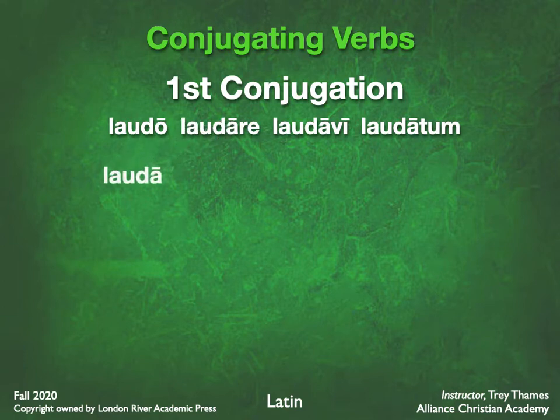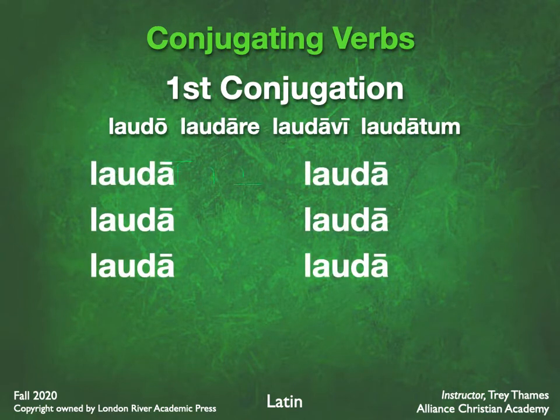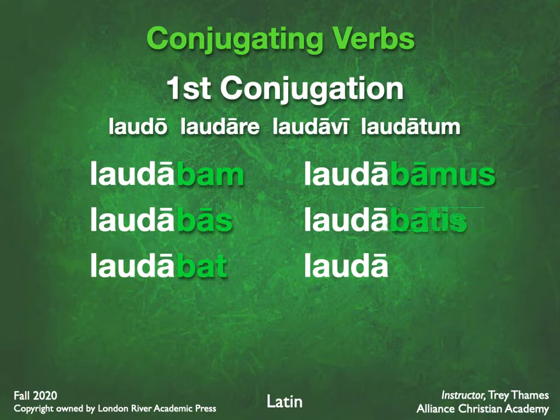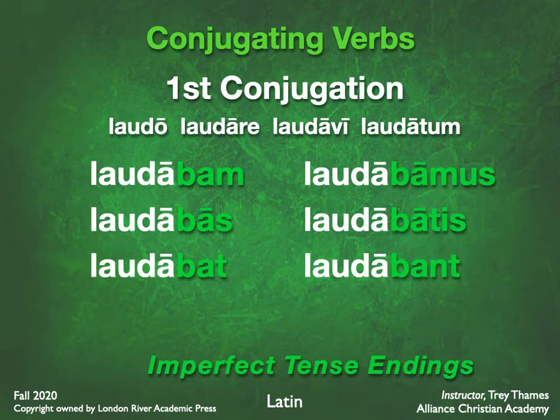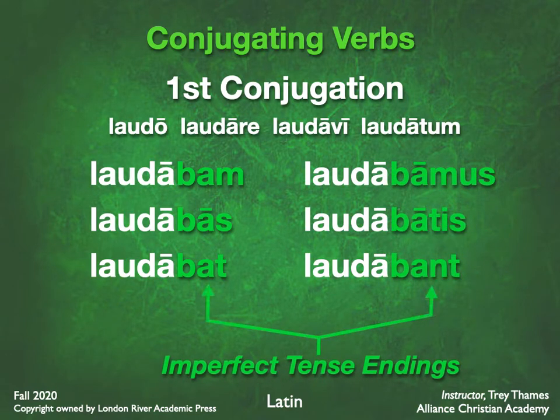And so here's what the imperfect looks like. Laudabam, laudabas, laudabat, laudabamus, laudabatis, laudabant. So chapter 1 dealt with first conjugation verbs. Let me take a step back here. Conjugating first conjugation verbs in the present tense. This one we're looking at imperfect and future. Again, this should be review for you anyway. Laudabam, laudabas, laudabat, laudabamus, laudabatis, laudabant. You add those endings to the stem, and that's how you conjugate it.